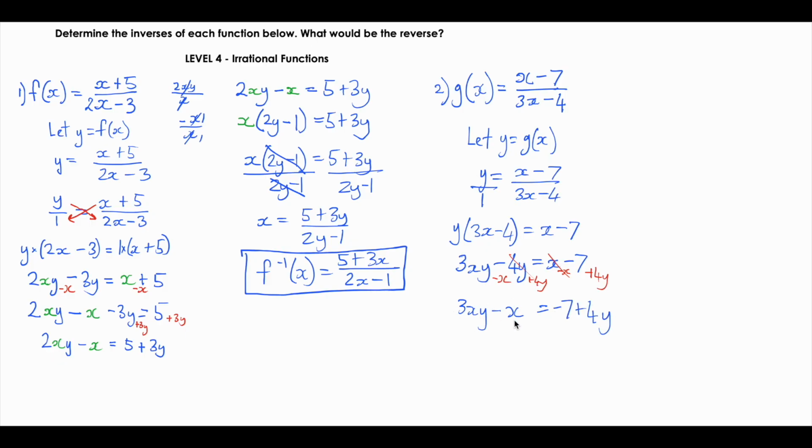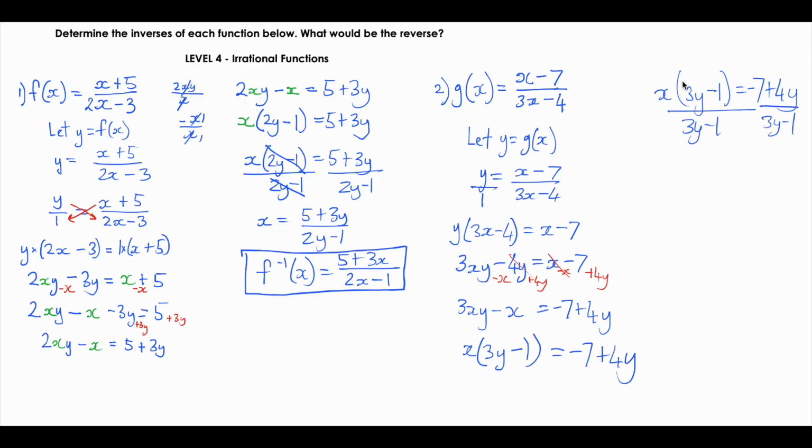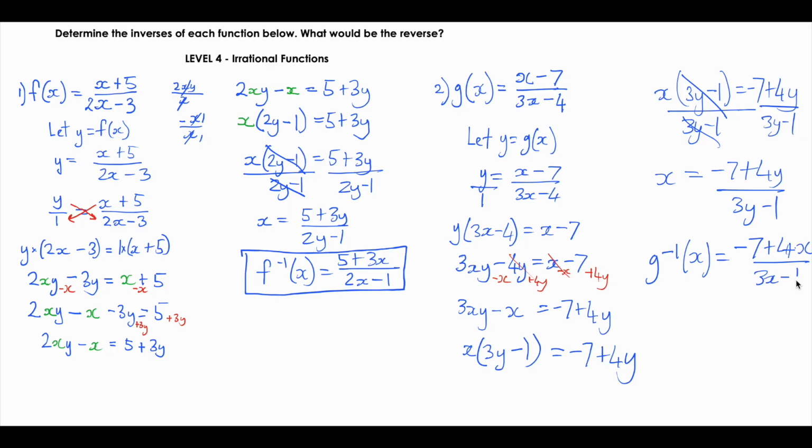Now we factor out the x. x is a common factor here, so we have x times (3y minus 1). When we work this back out, x times 3y gives us 3xy, and x times 1 gives us minus x. That is equal to negative 7 plus 4y. Then we divide both sides by 3y minus 1, and we're left with x equal to (minus 7 plus 4y) over (3y minus 1). So I can write my inverse function, g inverse of x, equal to (negative 7 plus 4x) over (3x minus 1).